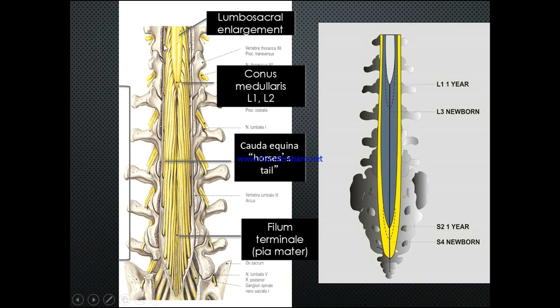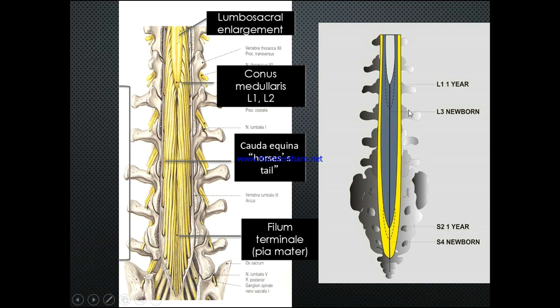So talking about that, it's important that we first look at the spinal cord itself and look at the different regions that we're going to see in our dissection. So we have our lumbosacral enlargement, which we can see on our cadaver. We have the conus medullaris at the region of L1, L2, the cauda equina, or the horse's tail as it's known, and then the filum terminale, and this is covered in pia mater, and we'll talk about that as we progress through.